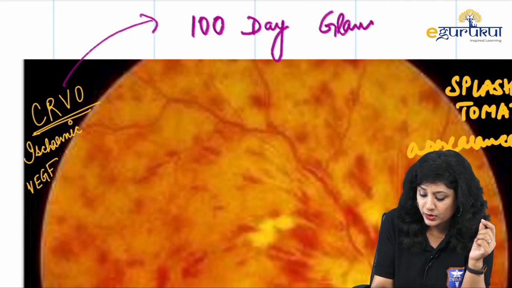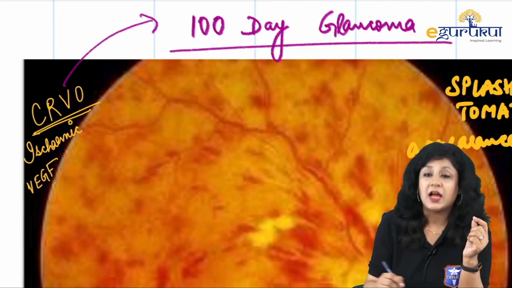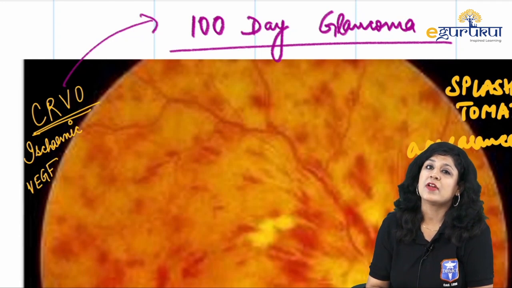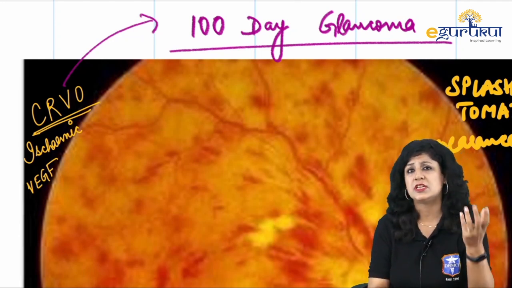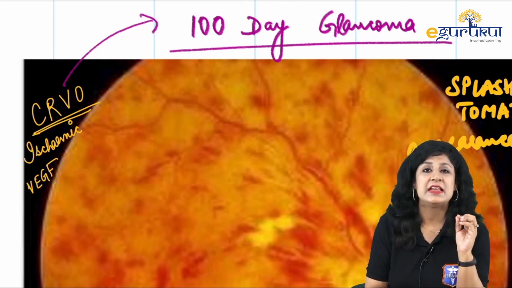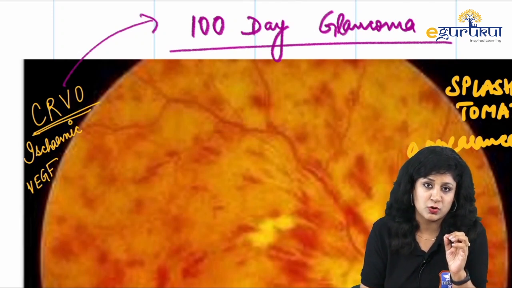Again, a very important and often asked question. 100-day glaucoma is a kind of neovascular glaucoma which is found in the ischemic variety of CRVO, because it takes about 90 to 100 days for the development of this glaucoma.